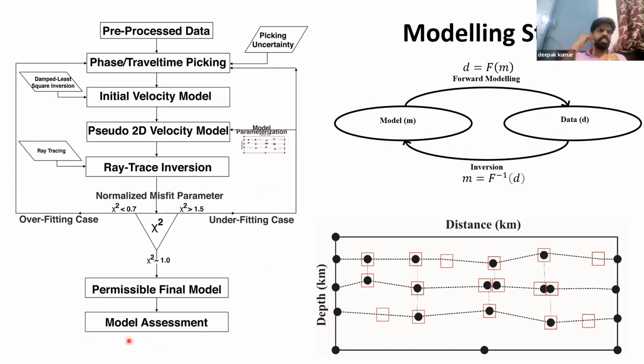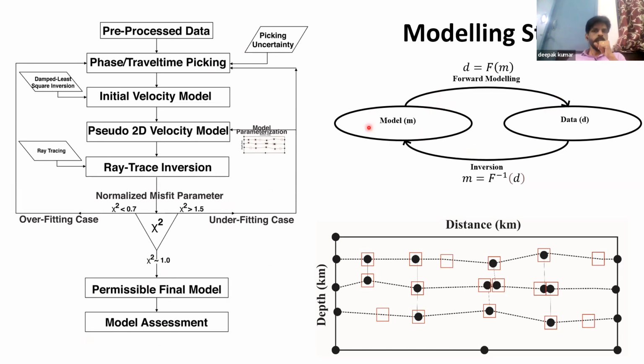Model assessment means we check the resolution of the model, and we check the density of the ray coverage. So if my density and resolution are good, that means my model is correct. So what is forward modeling?